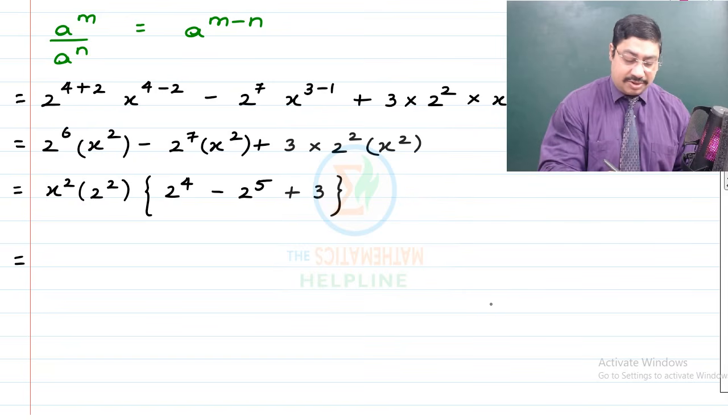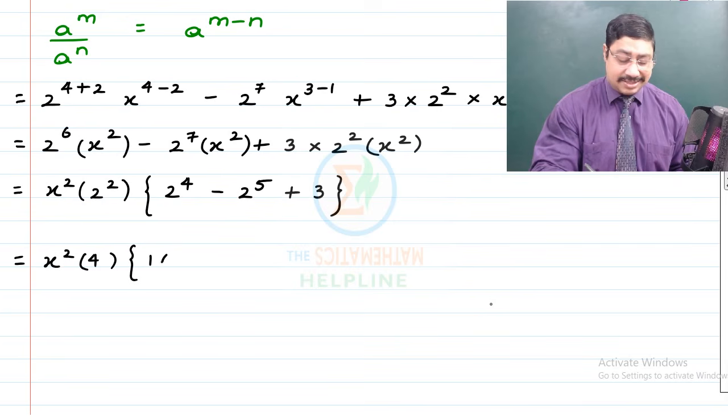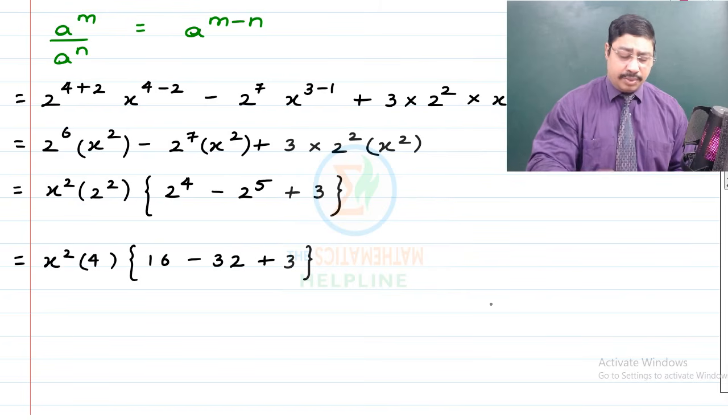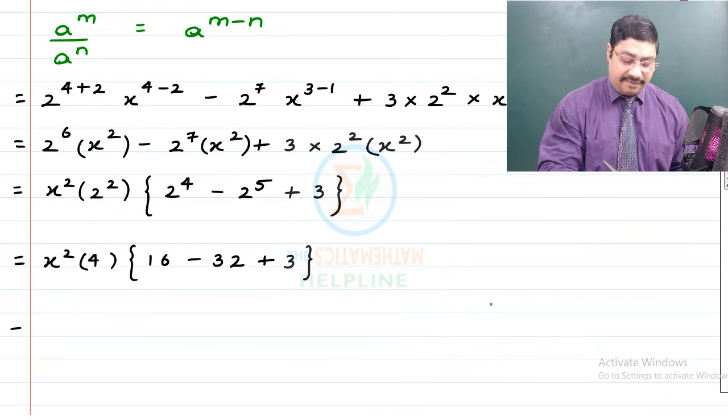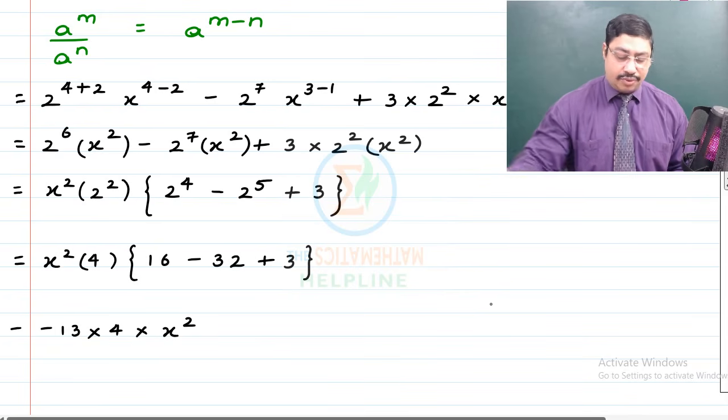So for the children, this is then going to become equal to x square, which is multiplied with 2 square, that becomes equal to 4, right? And further inside, we will have 2 raised to the power 4 is 16. From that is going to be subtracted 2 raised to the power 5, that is 32, and to that is going to be added 3. So 16 plus 3 is 19, and 19 and 13 will make it 32. So as such, you will have minus 13, which will get multiplied with 4, further multiplied with x squared to give you your answer, right?